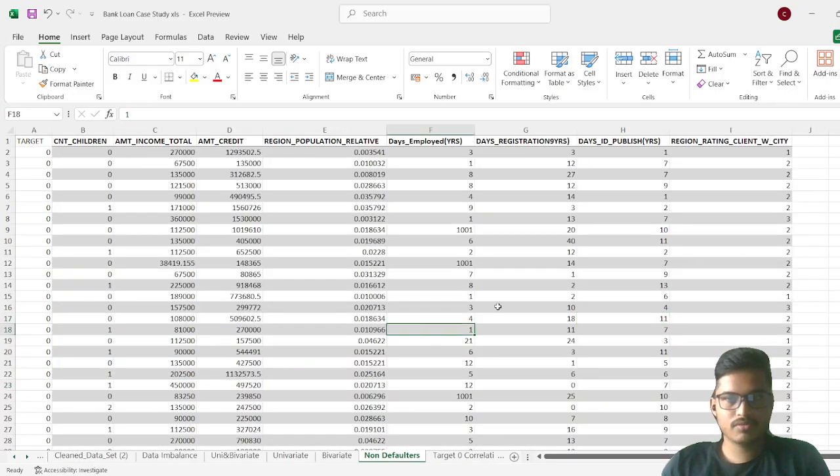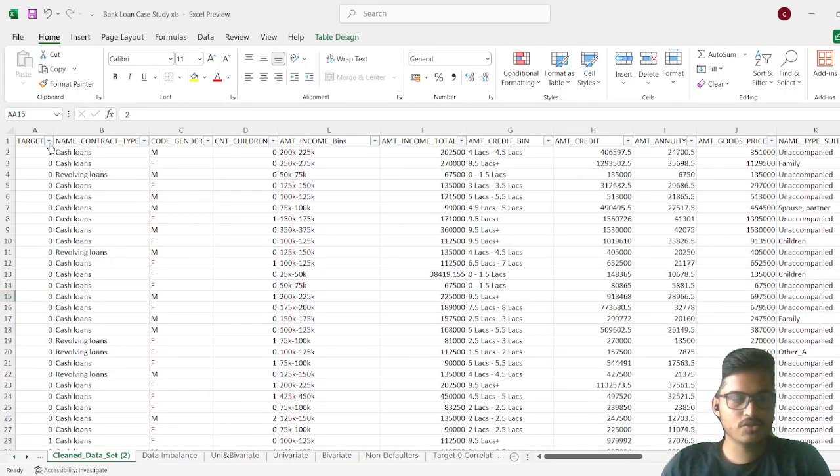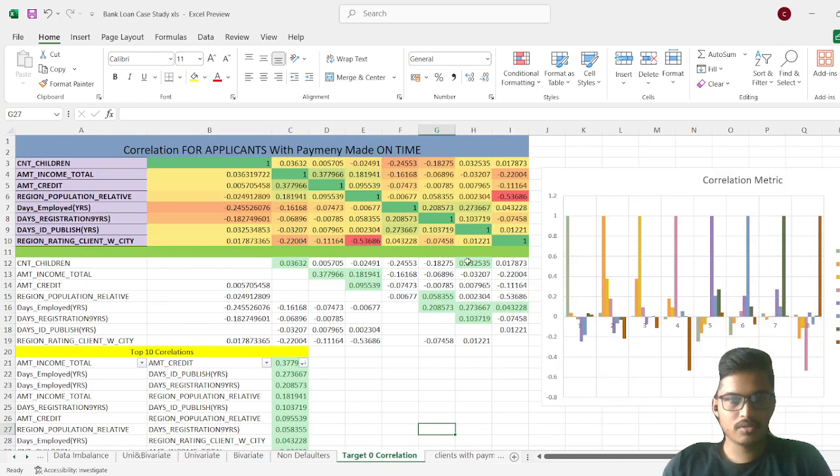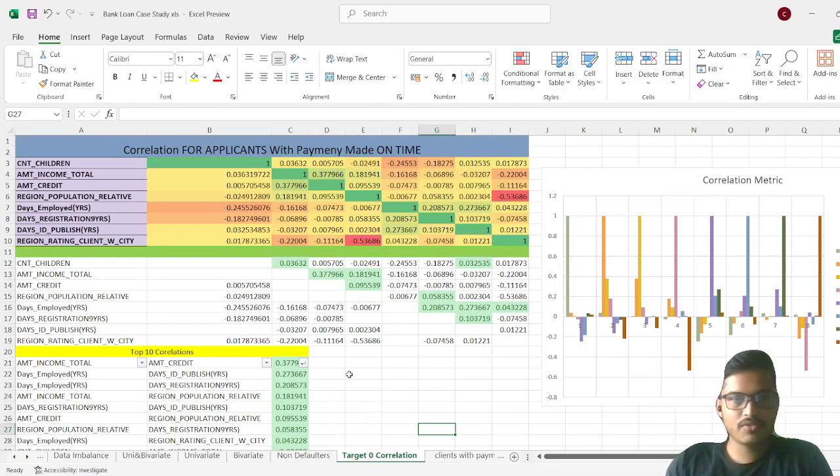So the non-defaulters. For the non-defaulters case, what we did, we came back to our clean data set that is here, and from target we have set it to 0. So when we filter it with 0, then we come here and paste the columns which were the numerical columns. So we can see we have a total of 9 numeric columns which we'll be using for the correlation. Target 0 correlation, or the non-defaulters we can say.